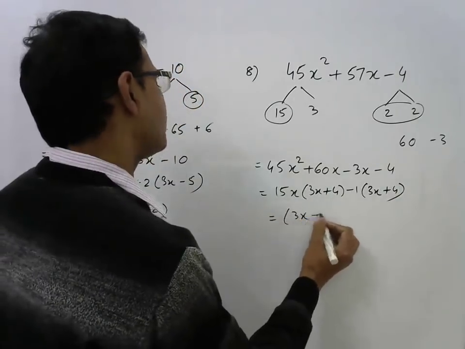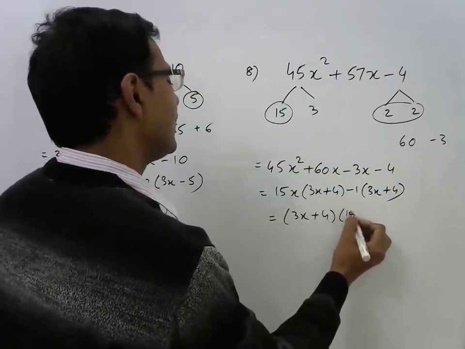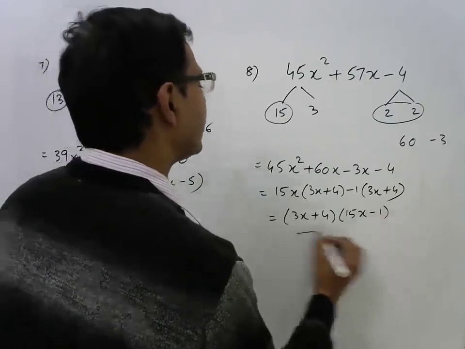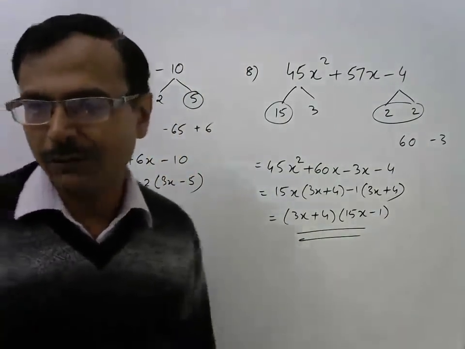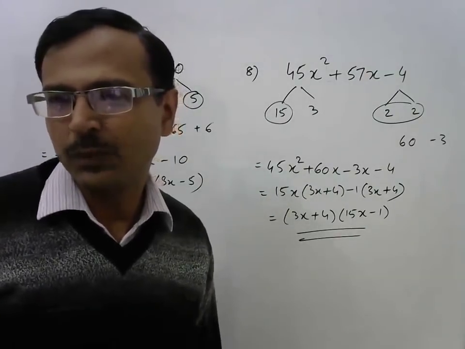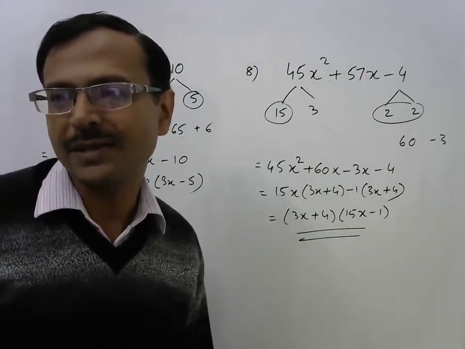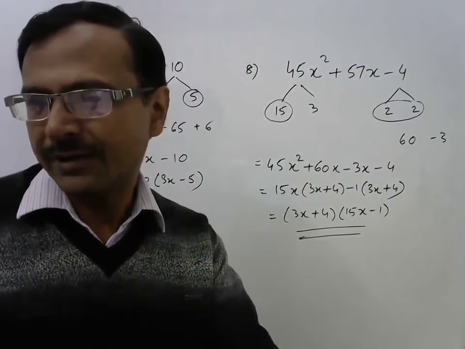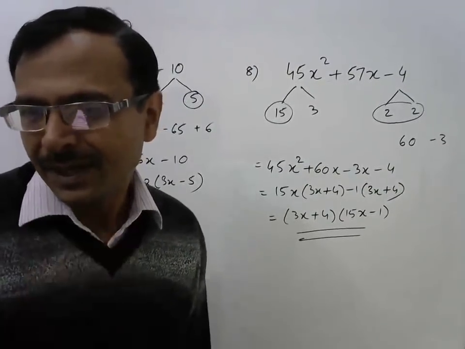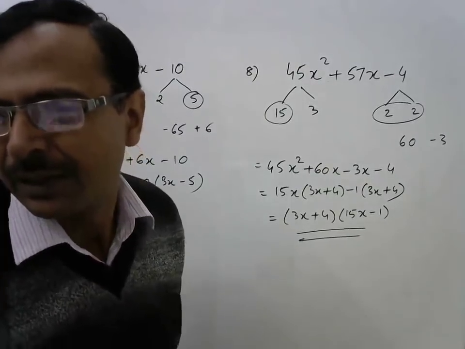So the final factorization form is 3x plus 4 in one bracket and 15x minus 1 in the second bracket. So that's the answer I was looking for. And this time, I think Mudit Mohan, you got the answer correct very quickly. And a lot of answers after that. So well done, friends.